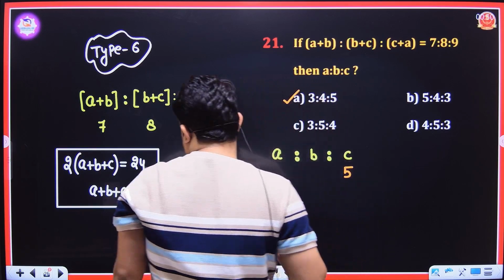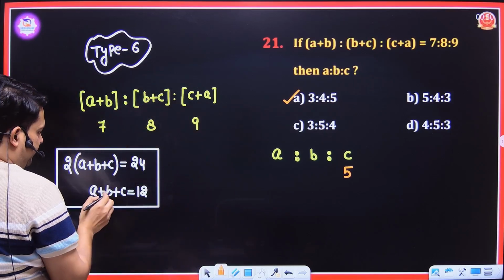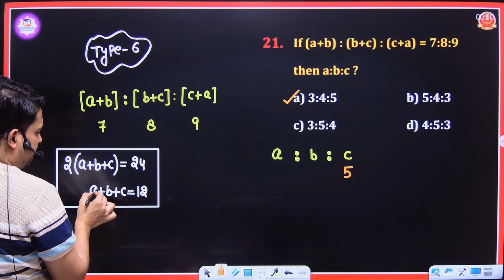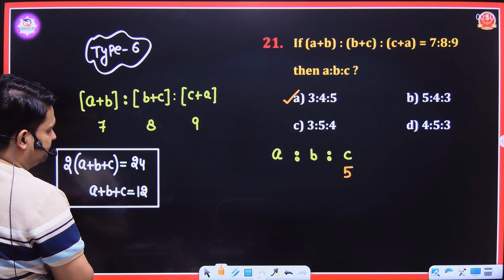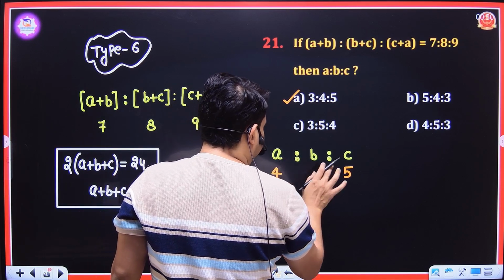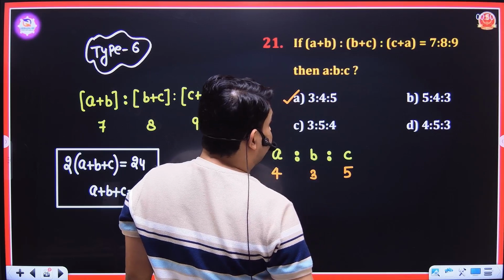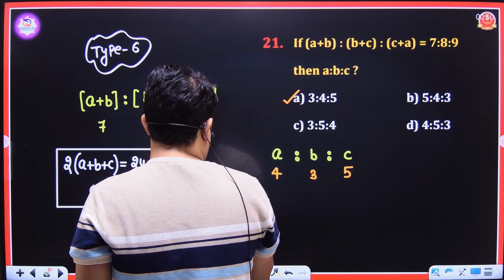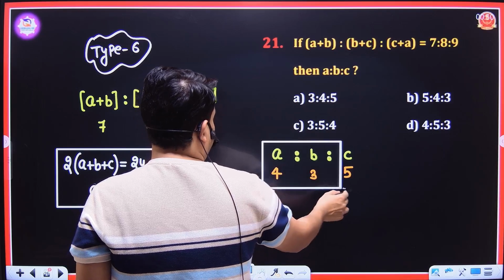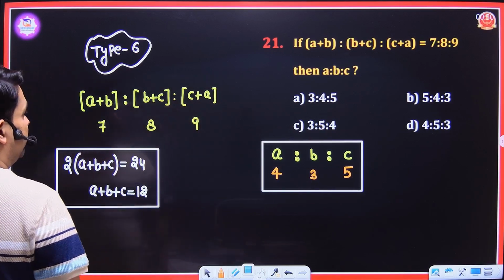If I have to write b plus c, the value of b plus c is 8, and 8 plus 4 is 12. It means the value of a is 4. Here the sum is 12. 4 plus 5 is equal to 9, then this one must be 3. 4, 3, 5 is my answer. This one is not in the options. I will check it again.